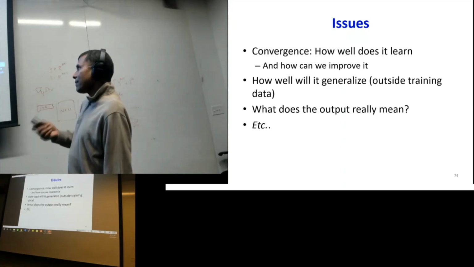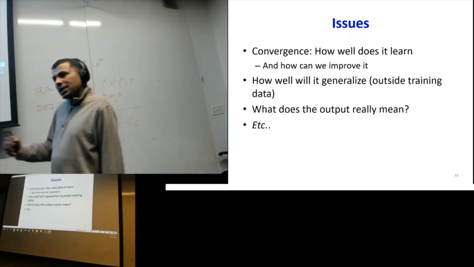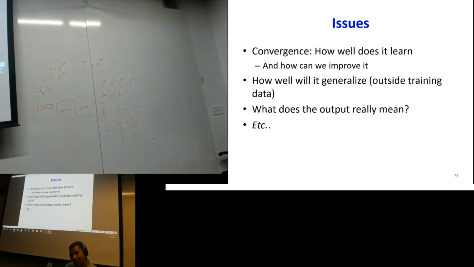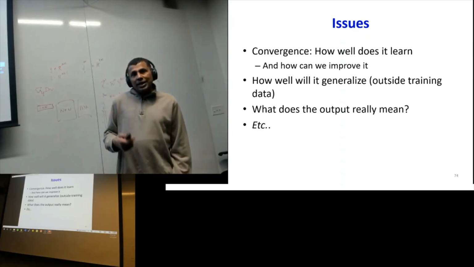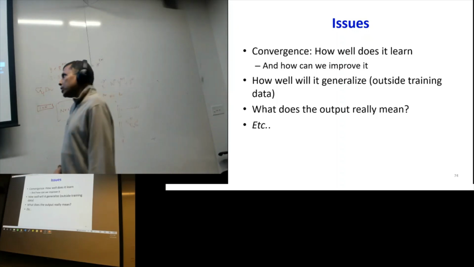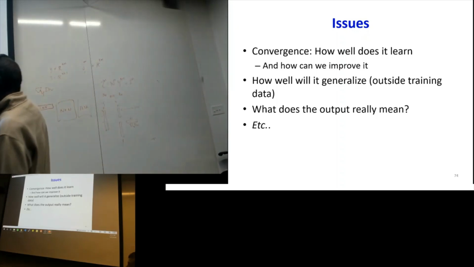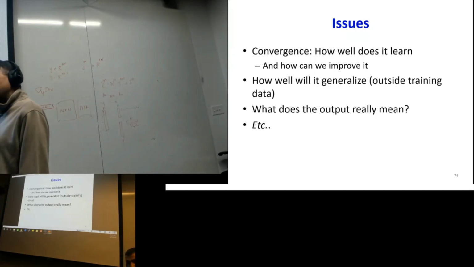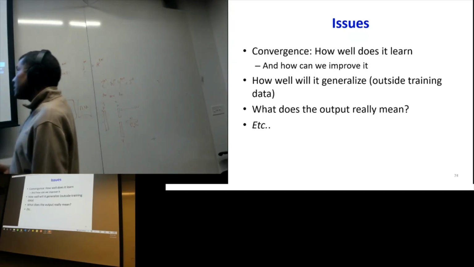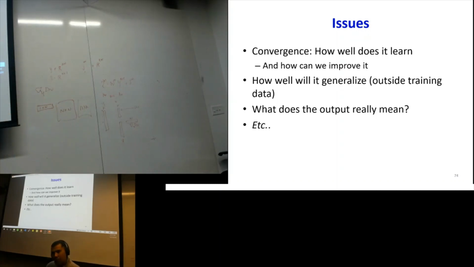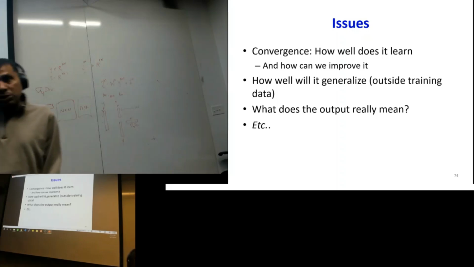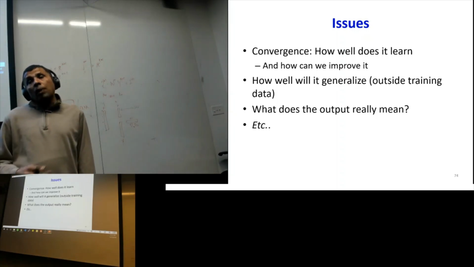Now, there are several issues having dealt with all of this. What we've seen is how to compute gradients, derivatives of the loss with respect to all of the parameters of the network, and how to use these derivatives in a gradient descent framework to learn your parameters. But then, will the gradient descent solution actually get to the correct solution? Will it converge? How well will it learn? And how can we improve the ability of the algorithm to actually get to the optimal solution?